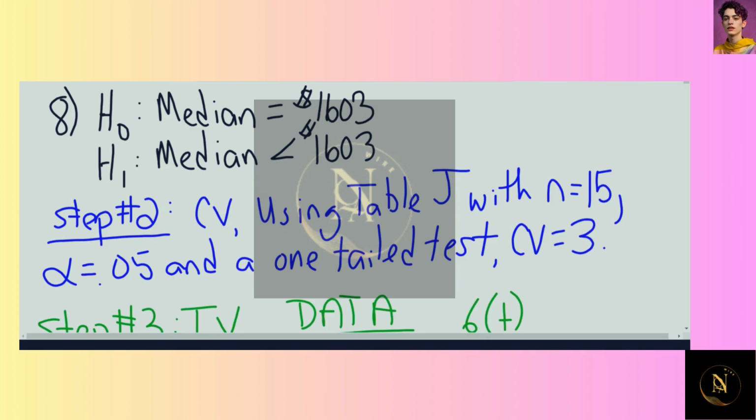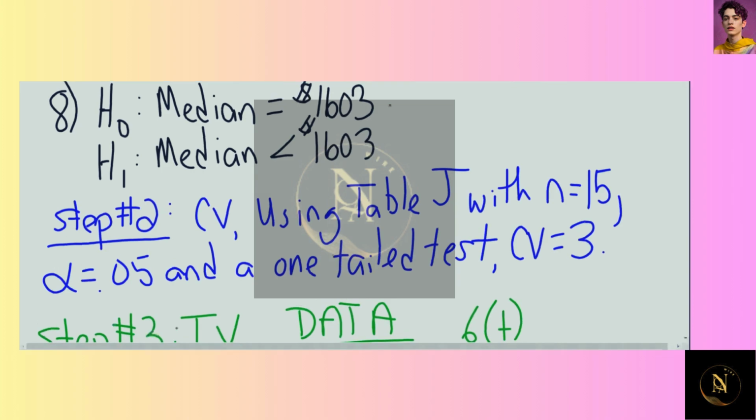So we start off with our step 1, which you can see here. H0: the median is equal to 1603. And our alternate hypothesis: the median is going to be less than 1603. Since we're using less than, that makes this a one-tailed test. Just remember that as we go forward, you'll see it come up when we find the critical value, which is in step 2.